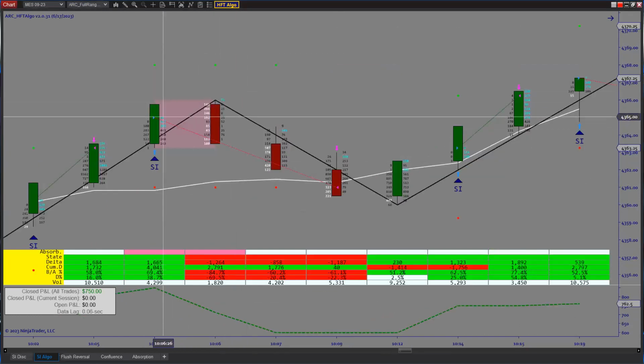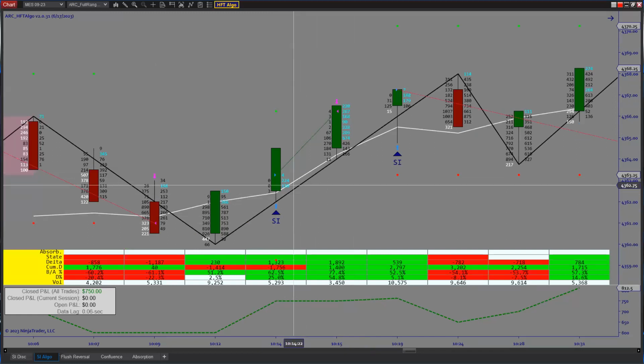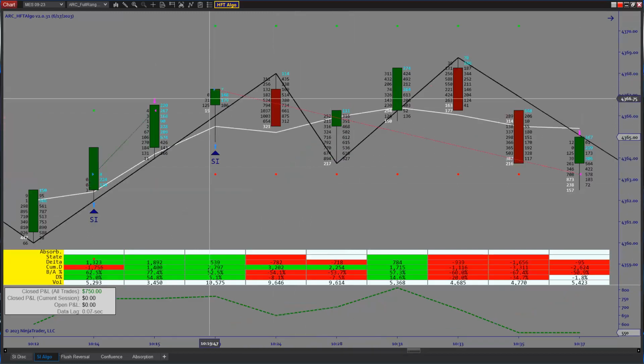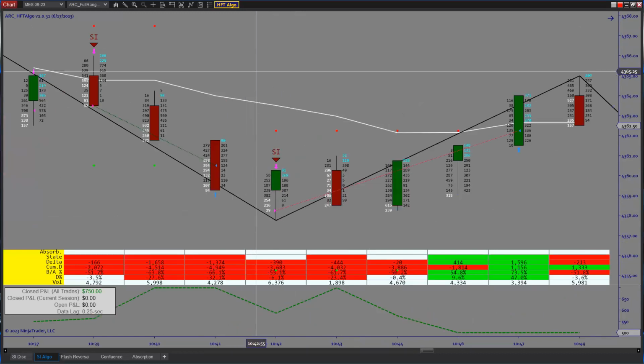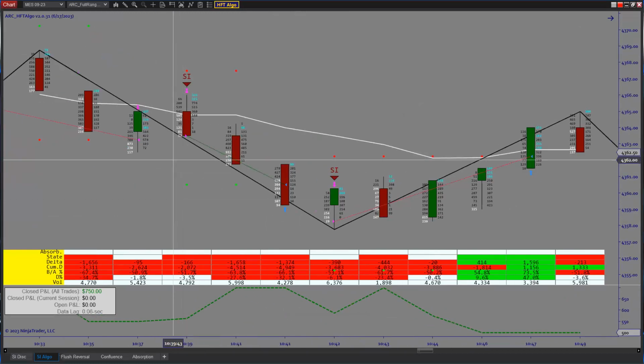We've got another one right here coming up. Again, this one stops us out. That's okay. Wait for the next one. There's our orders, and you can see how this is going. There's a number of trades here. Not every trade is going to be positive when you're trading it as an automated system.